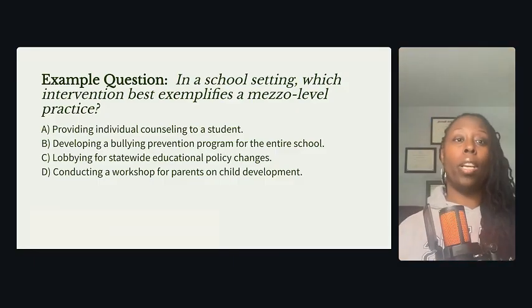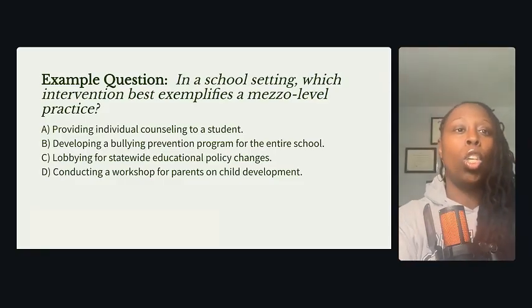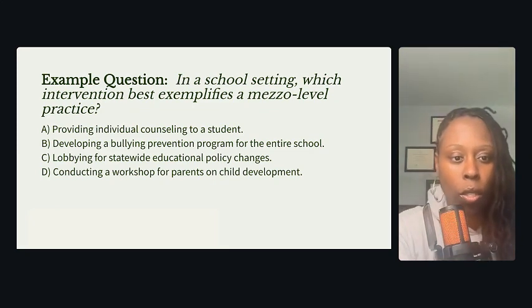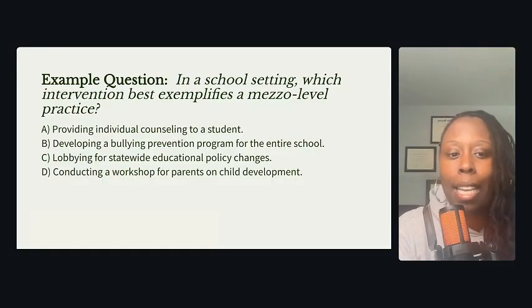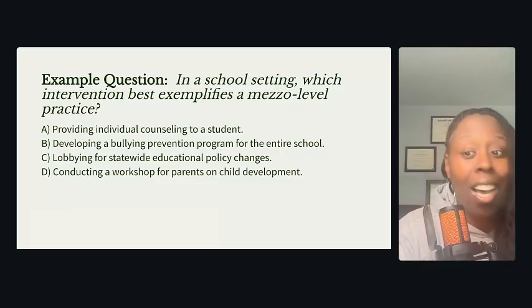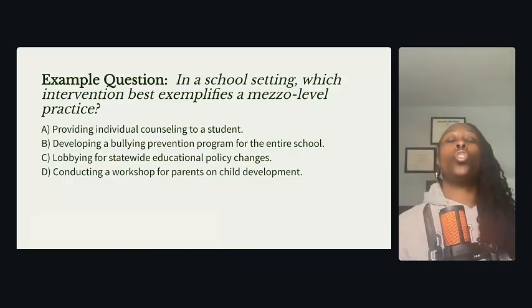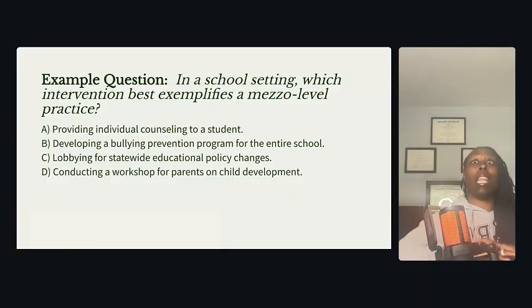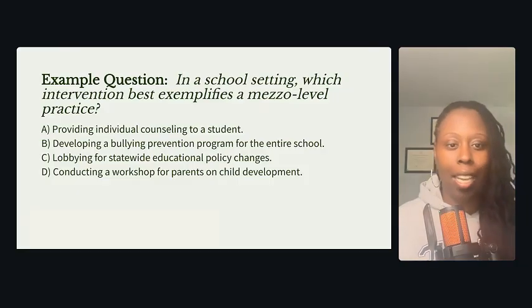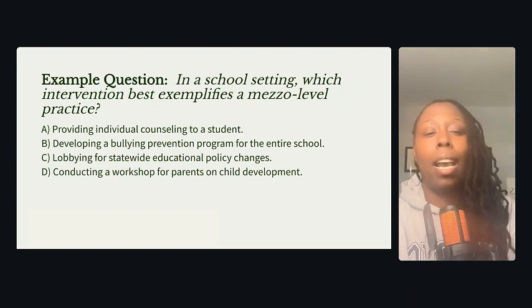So let me think. We're in a school setting and we're talking about the mezzo level of practice. So what are we thinking the answer should be? All right, you guys got it. In this case, the answer is B. Again, yes, we are developing a bullying prevention program for the entire school. So the entire school, yes, it is larger than an individual, larger than a family, but it's not like the entire district. It is just the entire school. So you're working with a mezzo level of practice. I think you guys got what I'm throwing at you.